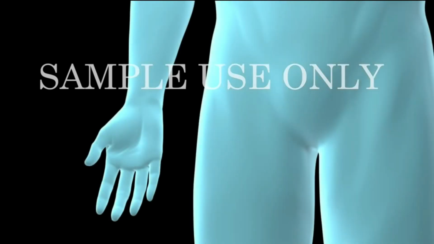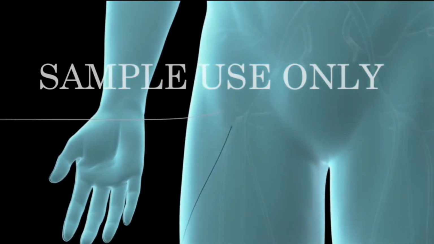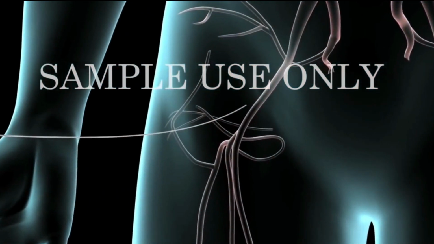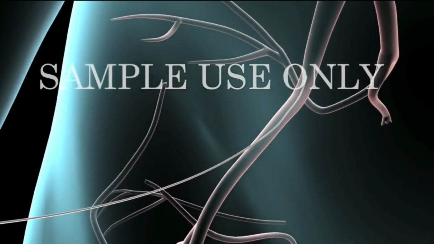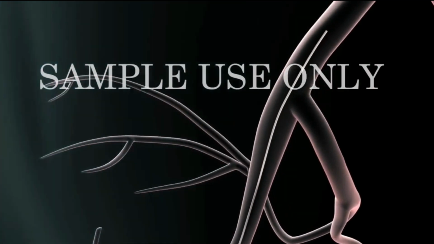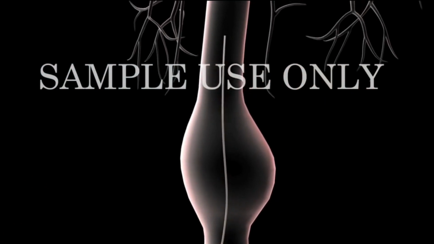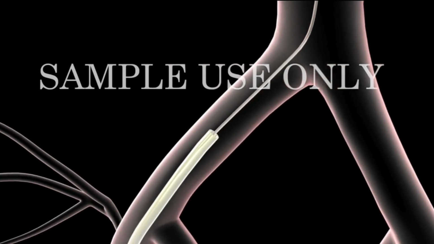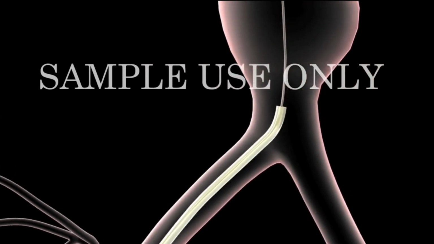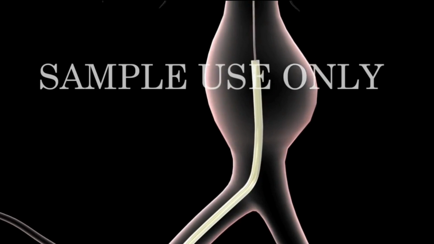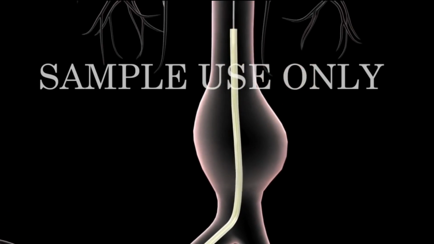Your surgeon will begin by making a small incision in your groin over your femoral artery. Then he or she will insert a guide wire into the artery and gently push it up toward the site of your aneurysm. A catheter or hollow tube will be passed over the guide wire and pushed toward your aneurysm.